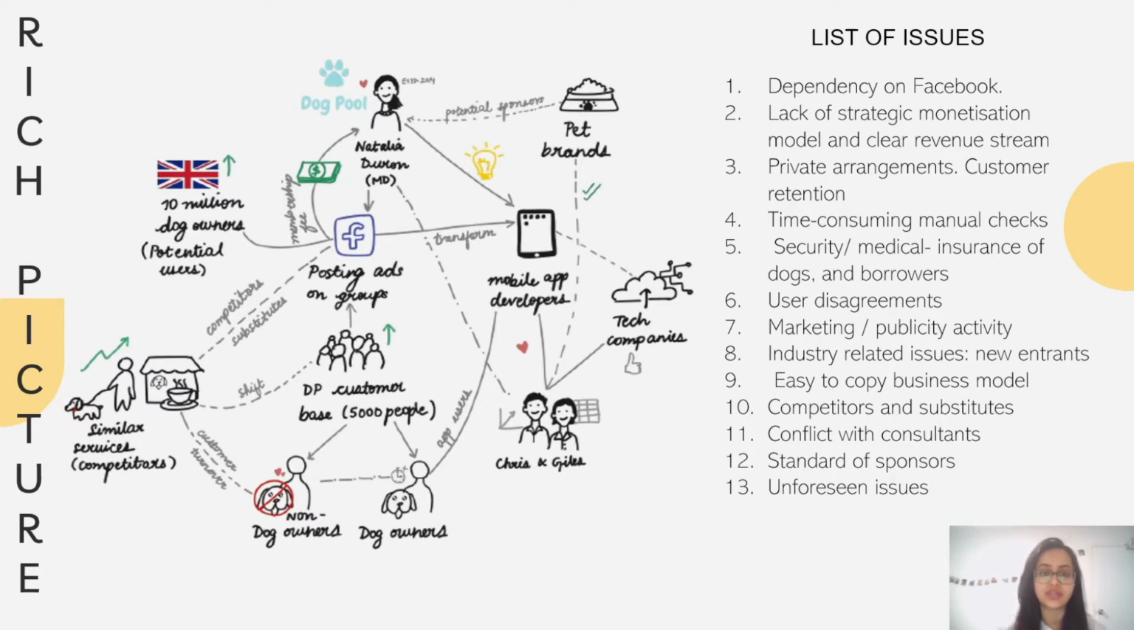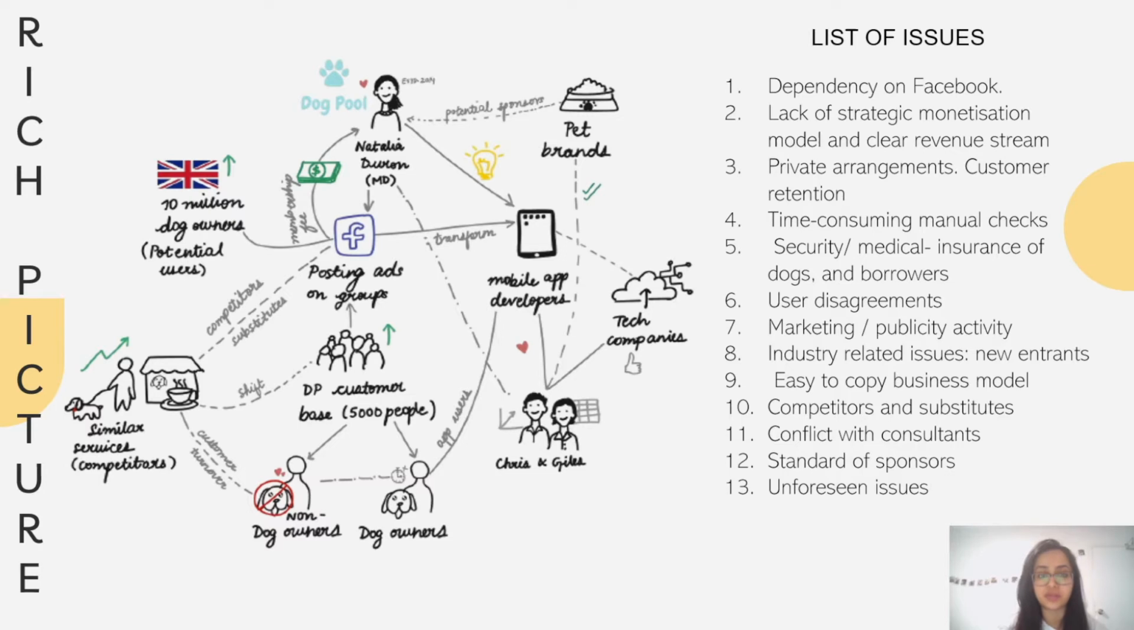Firstly, we have the dependency on Facebook. It is not a stable platform for you to operate your business in the long run. Facebook is constantly making changes to their site, and this can affect your business adversely. Also, this leaves you with very little control and a lack of strategic monetization model or clear revenue stream. Since Facebook is a social networking site, there is nothing in place to stop the members from making arrangements outside of your group after establishing contact. This poses a threat and requires mechanisms to retain customers.